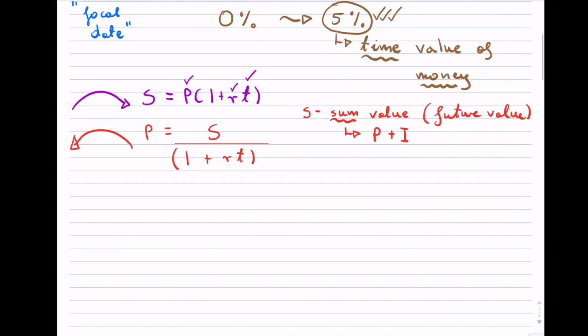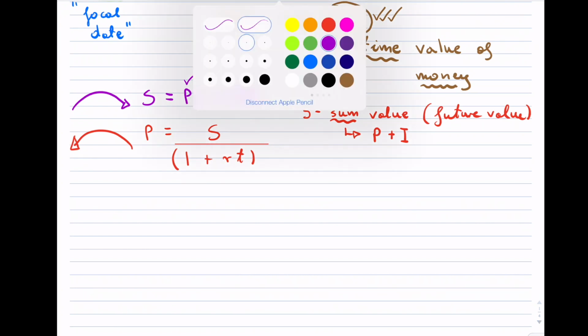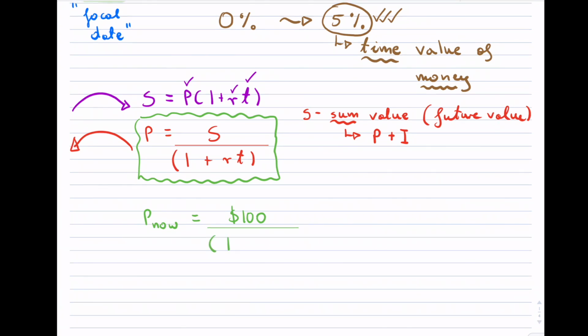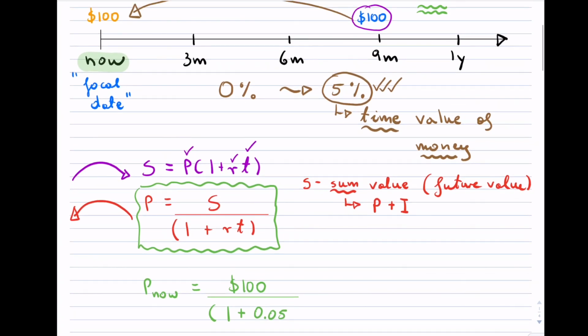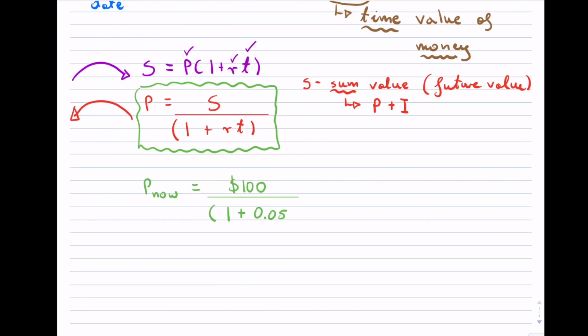So I'm going to use this formula right here, because I am bringing money back, the $100. So the present value right now of that $100 is going to be, so I'm going to substitute it in. 5% is simply 0.05. And now I am bringing it back from 9 months to now. So I'm just going to write it here on the side.